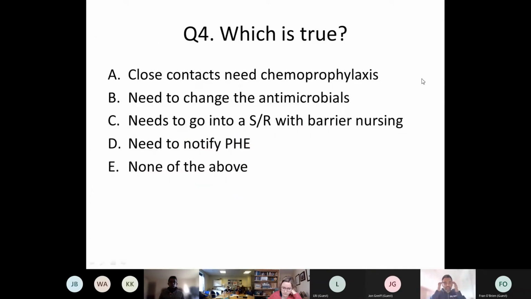So based on that, which do you think is true here? Close contacts need chemoprophylaxis. We need to change the antimicrobials. The patient needs to go into a side room with barrier nursing. You need to notify PHE, or possibly none of the above.